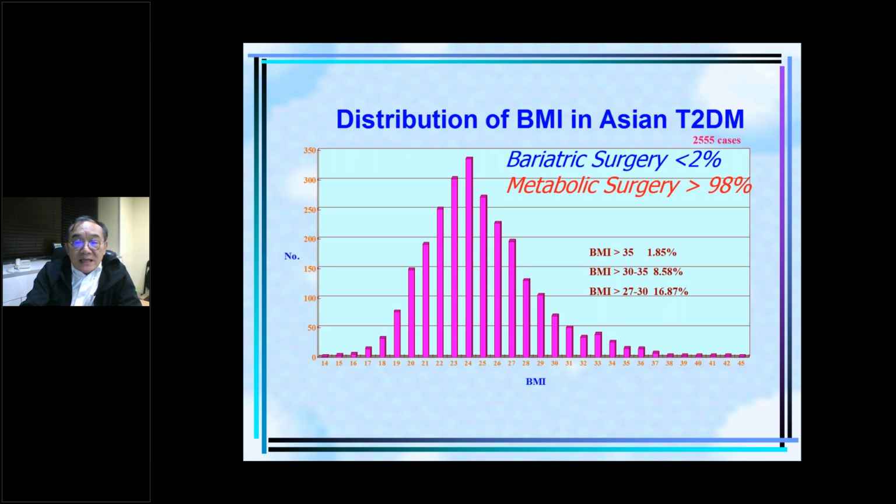If we look at the diabetes patient distribution according to BMI, probably less than 2% we can call bariatric surgery. The other 98% belong to metabolic surgery. However, at the current indication, BMI 27.5, it only covers about 20% of all diabetes patients as probable candidates.